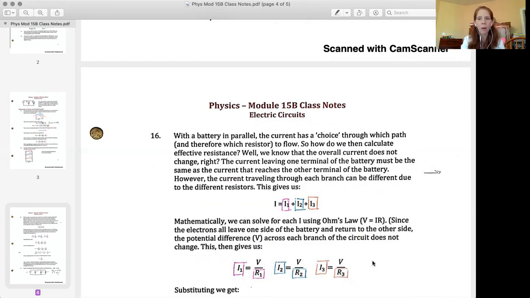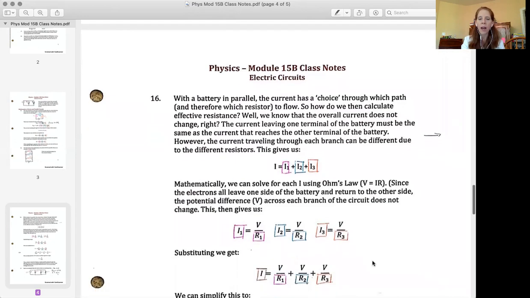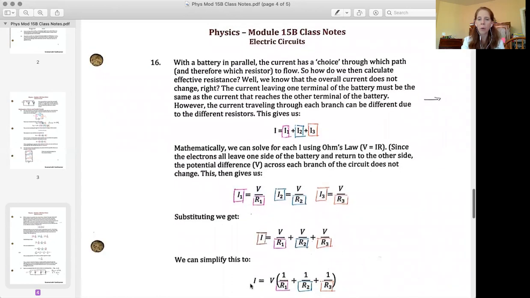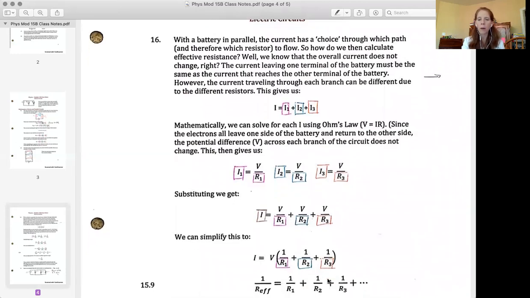So what can we factor out of that one? Well, we can factor out the V, and we end up with the total current equals the electric potential, which is the same across all three of them, multiplied by 1 over R1 plus 1 over R2 plus 1 over R3. So then we can say 1 over the effective resistance is 1 over R1 plus 1 over R2 plus 1 over R3, plus however many resistors we have in that parallel circuit. So that's 1 over the effective resistance.